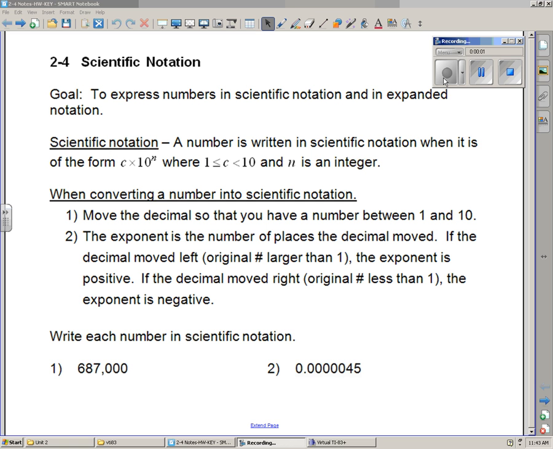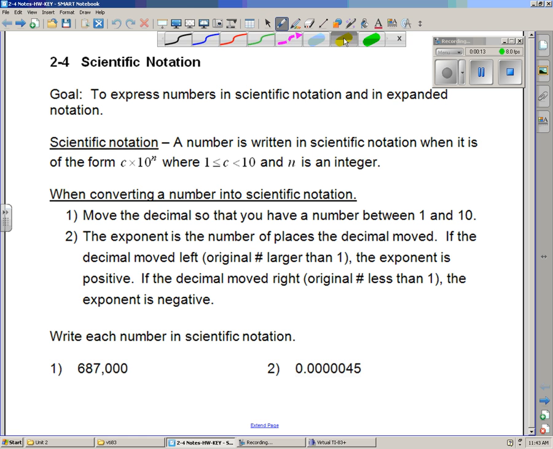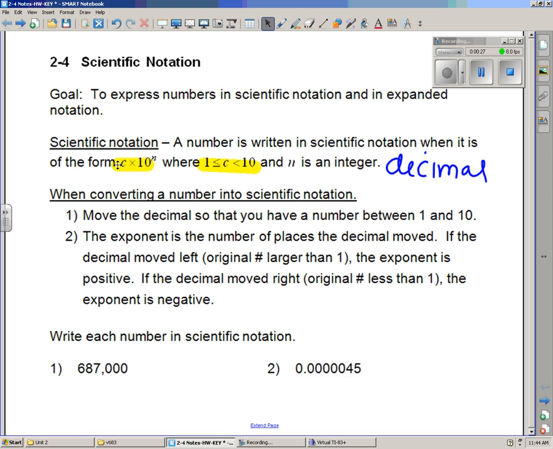So this is going to be a lesson on scientific notation. And just remember that a number is written in scientific notation when it is of the form c times 10 to the power of n. What you need to understand is that c is a number that's between 1 and 10. It's greater than or equal to 1, but less than 10. It happens to be a decimal. So you'd be writing a decimal that's going to be between 1 and 10.